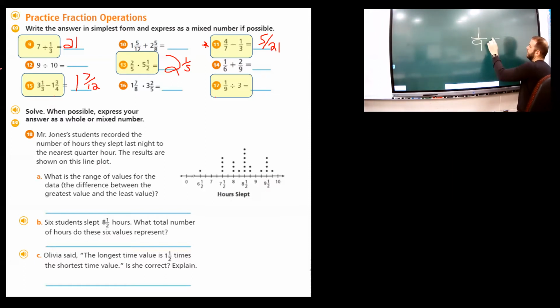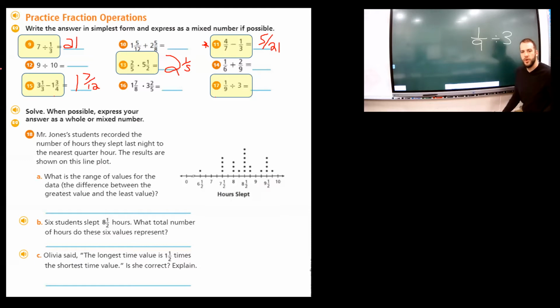1/9 divided by 3. Well, let's make sense out of this. 3 is how many people are splitting it. 1/9 is what you're starting with, because the first number in division is what you're starting with. So that's like having 1/9 of a large pizza, and then 3 people got to split it. They're going to get tiny pieces, right? So the answer is definitely going to be smaller than 1/9.